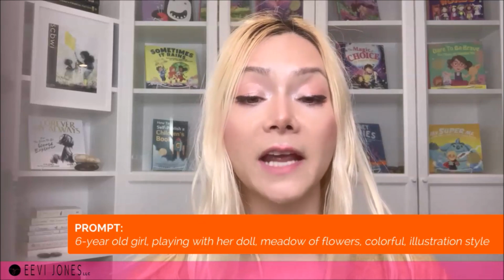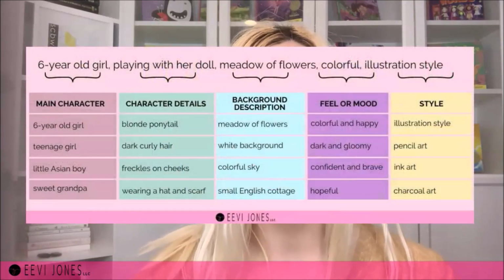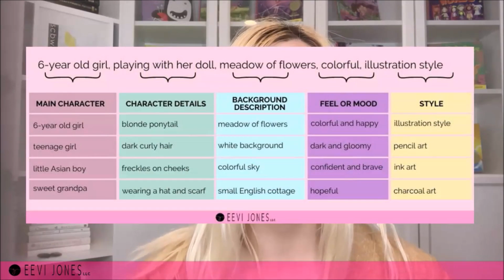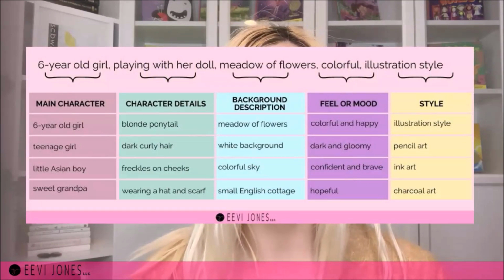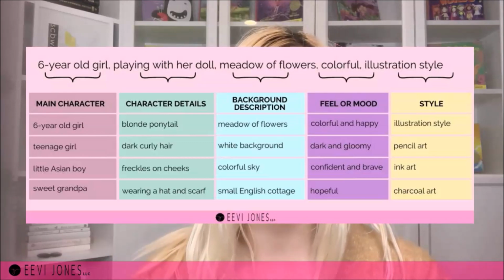And we can essentially break down this prompt into 5 separate categories that are separated by a comma, and where each category is serving a different purpose. But again, this is just a system I have created for myself, so if you should find that something else works better for you, then simply use that. The first category is the main character, and in my example, it was the 6-year-old girl. Some other examples might be a teenage girl, or a little Asian boy, or a sweet grandpa.